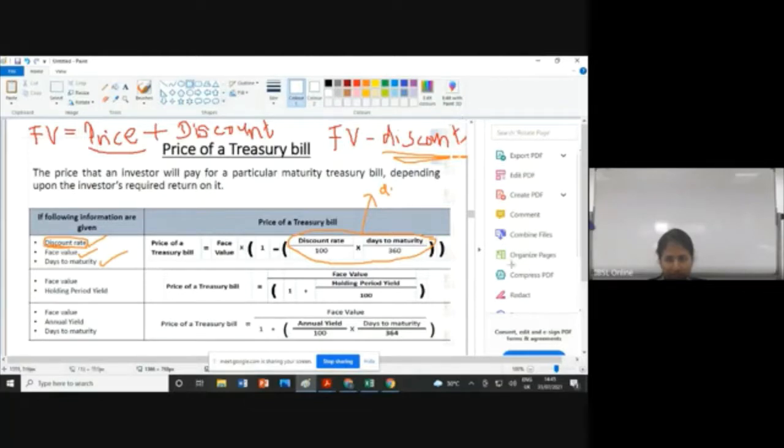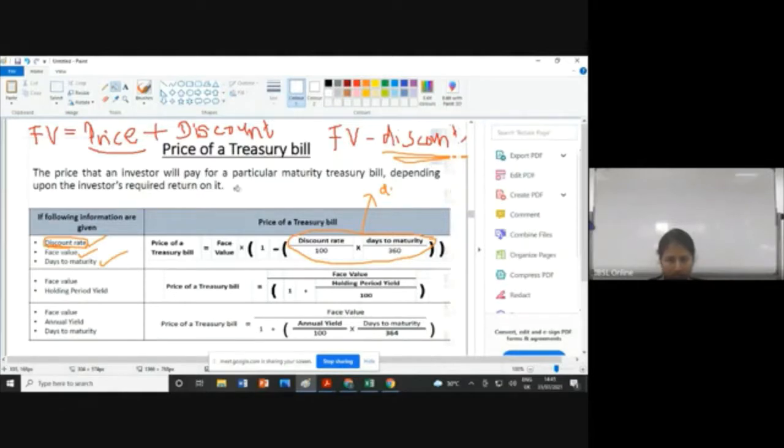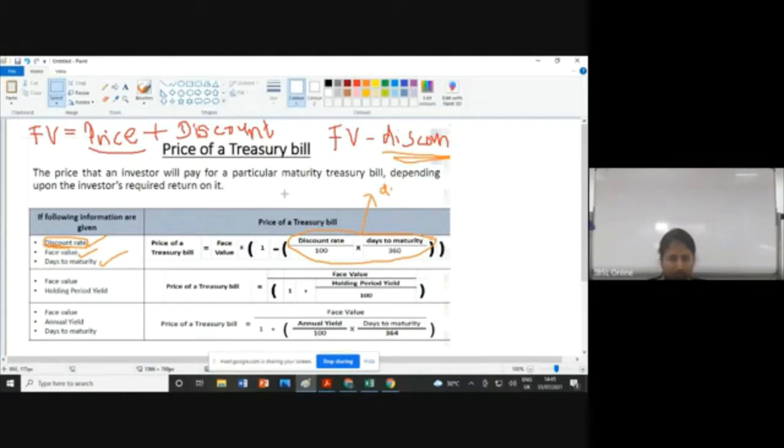Let me try to draw it a bit clearer so it's easier. Okay. So how it's going to work is this entire internal arrangement over here. This entire arrangement over here.